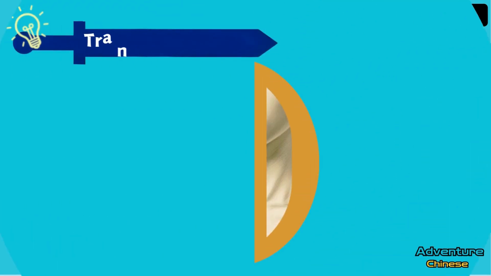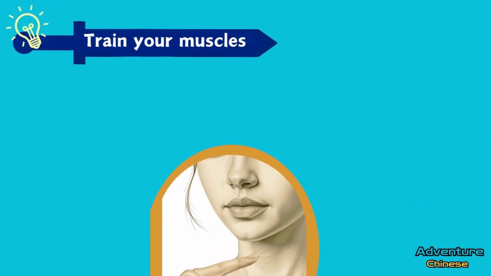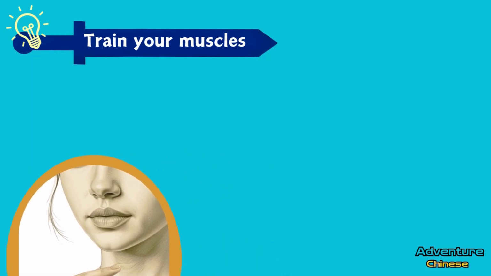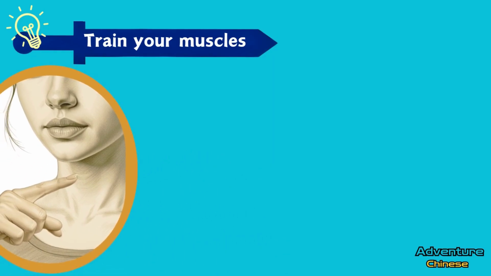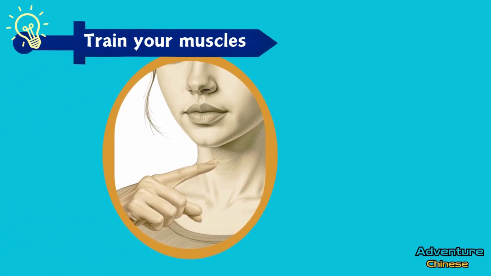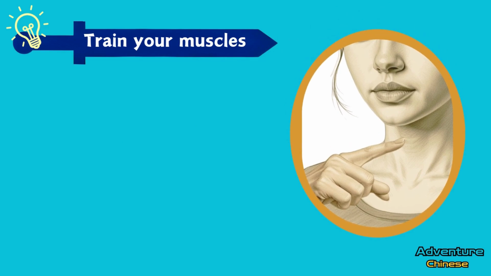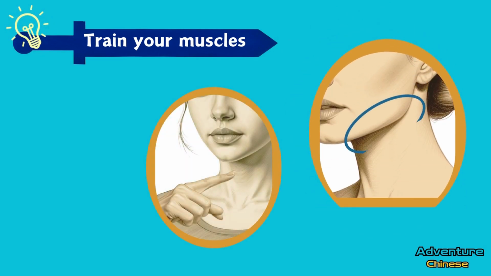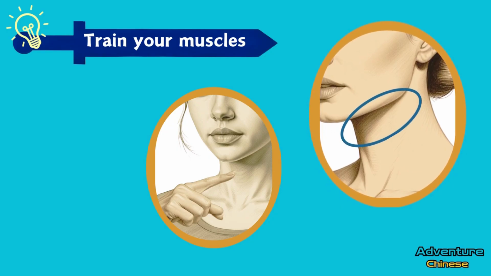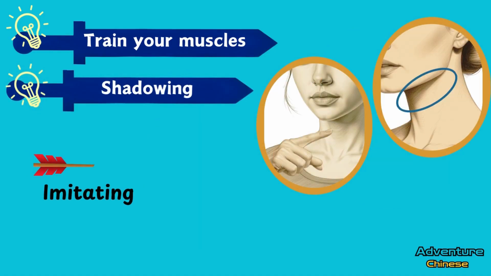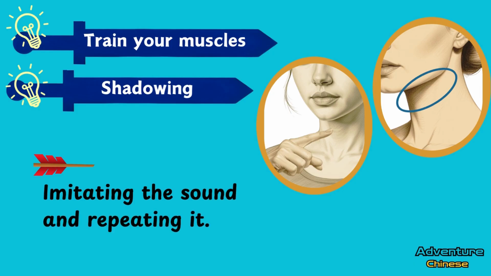One useful tip to practice pronunciation is to train your vocal muscles. When you pronounce different tones, you can gently put your fingers on different parts of your throat to feel the vibrations. For example, when I pronounce words with the third tone, I will use muscles just below my jaw. Another very effective way to improve pronunciation is shadowing, imitating what you have heard and repeat it aloud.